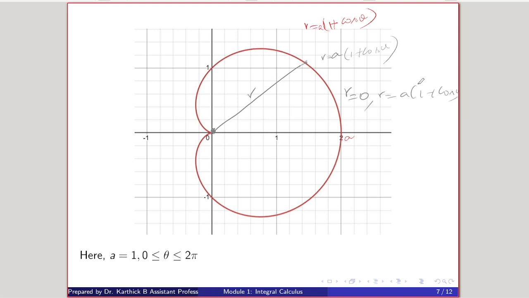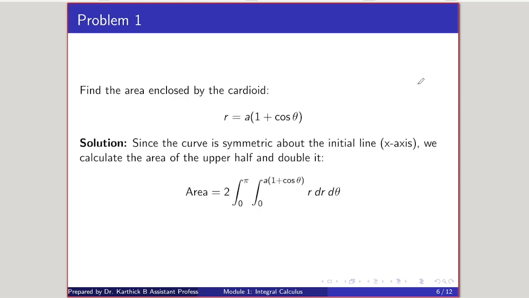Now we have to decide the limit for theta. Since we are going to find the area for the upper region alone: the cardioid as a whole varies from 0 to 2 pi. If you take the upper region alone, it takes the value from 0 to pi. So it lies in two quadrants. So theta will be from 0 to pi. Okay, now we have found the limits, so we go for the problem.